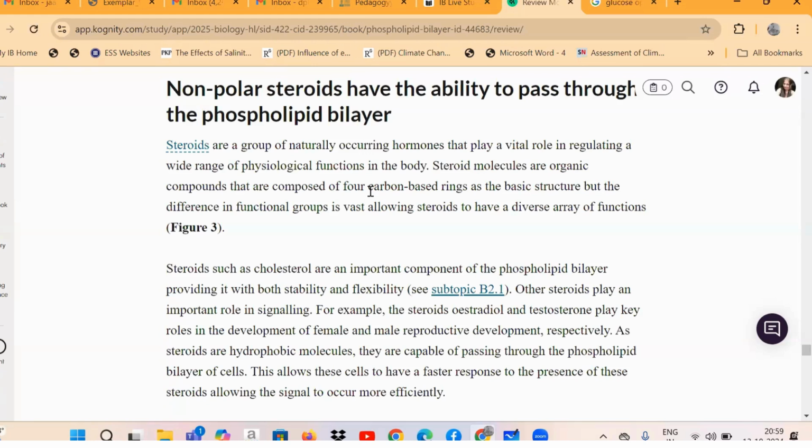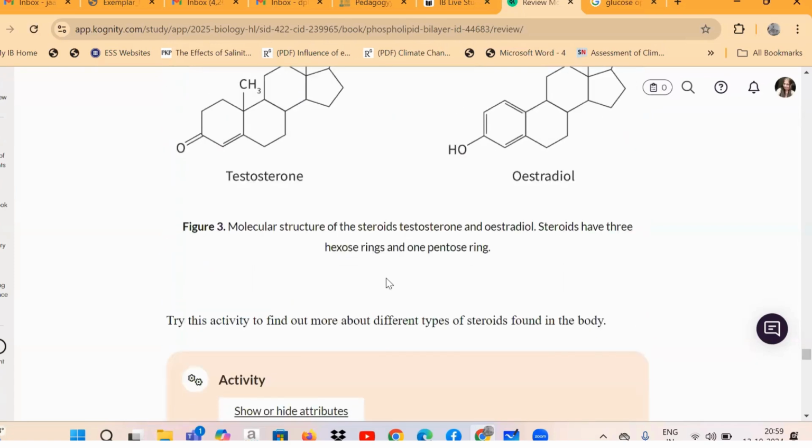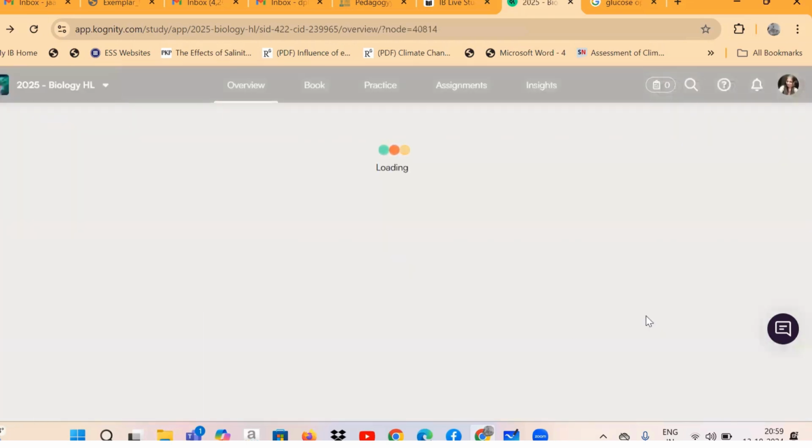Then cholesterol. You can see some small cholesterol molecules in the phospholipid bilayer in the diagram. That is also one of the reasons that provides stability and flexibility for such molecules to pass through, because they are embedded in the bilayer. Okay, so this is about carbohydrates and lipids.